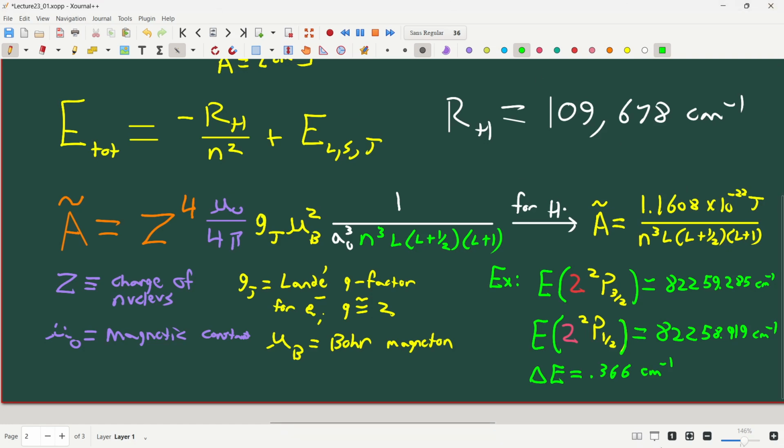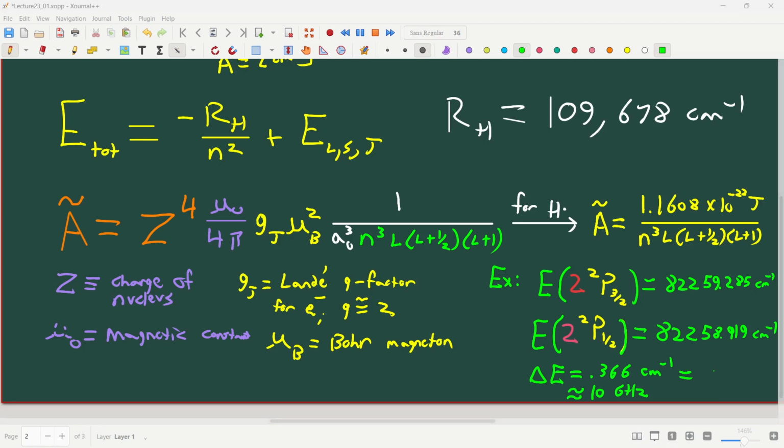I'll give you a version in kilojoules per mole. So I will tell you this is about, for me, I'm a frequency guy, so this is about 10 gigahertz in frequency. And in energy, it is, I'll give it to you in just a second, a very small amount of energy. Yeah, it's 4.3 joules per mole.